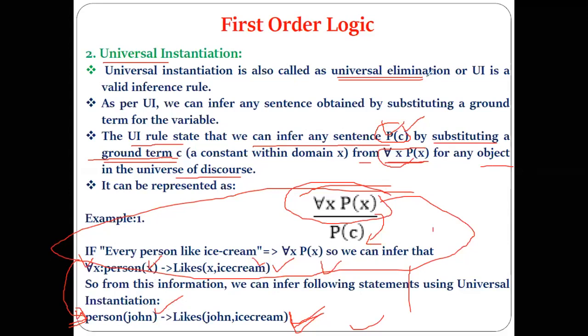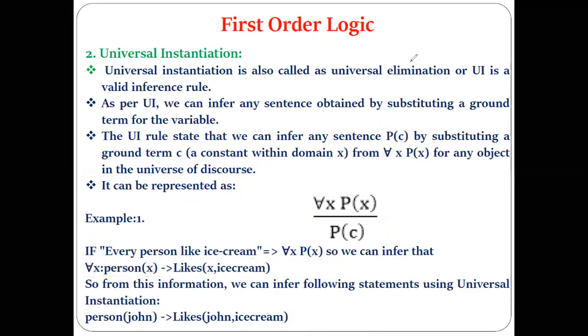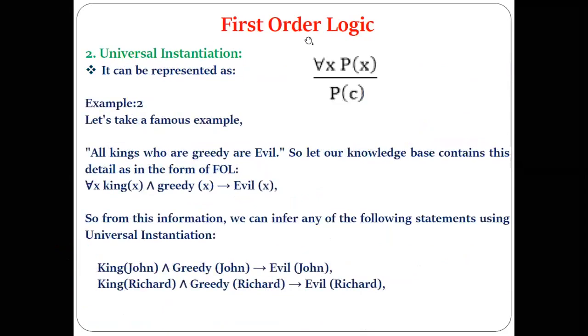And this is nothing but the rule of the universal elimination or the rule of the universal instantiation, where when you are applying this rule, the statement you get from this should be by eliminating the universal quantifier. Yes or no? Yes. Okay. So this is the second inference rule, that is the universal instantiation and the universal elimination.